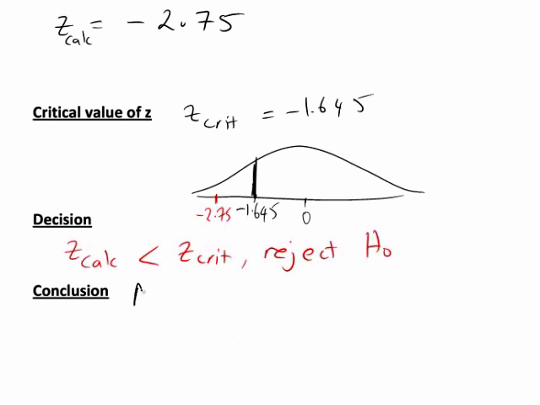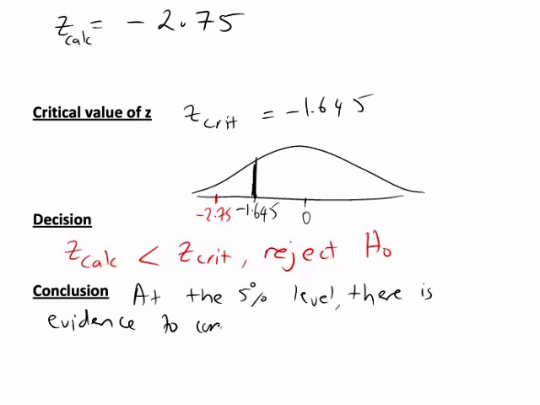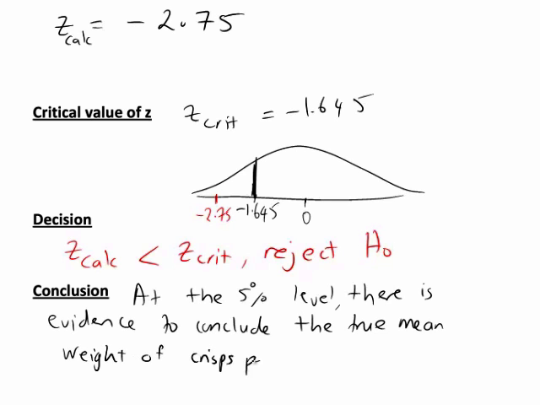That is, at the 5% level of significance, there is sufficient evidence to conclude the true mean weight of crisps per packet is less than the claimed amount of 200 grams.